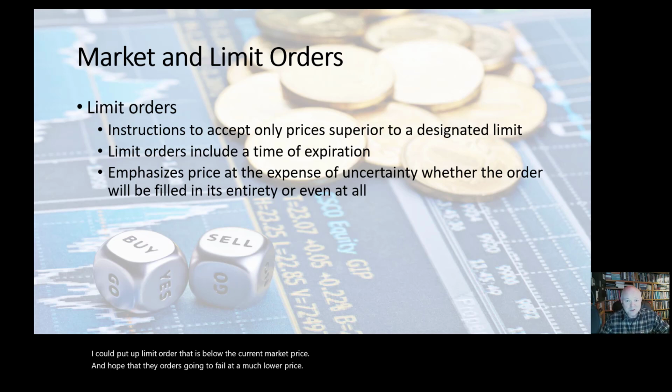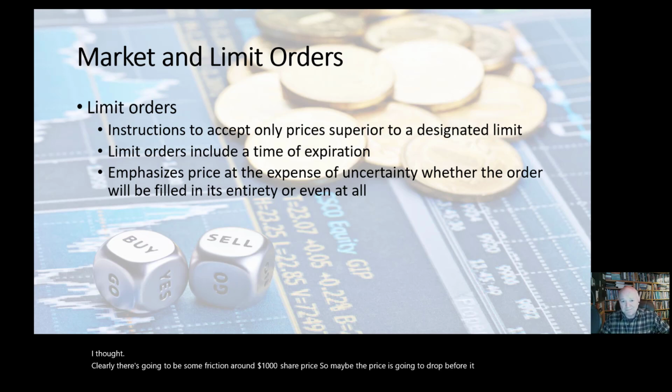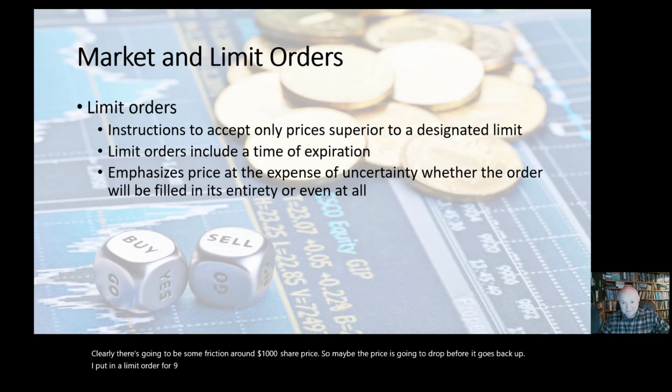To give you an idea of how this is working, a couple of years ago, Amazon was trading at about $985. I thought, clearly there's going to be some friction around a $1,000 share price, so maybe the price is going to drop before it goes back up. I put in a limit order for $970. The price went up all day and it closed above $1,000. My order didn't fill because it never dropped low enough to complete the order.